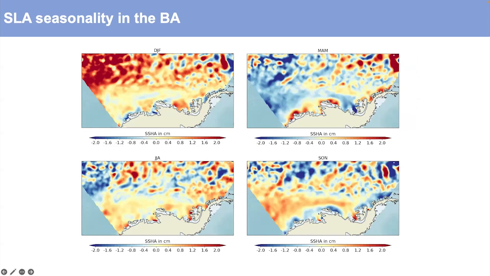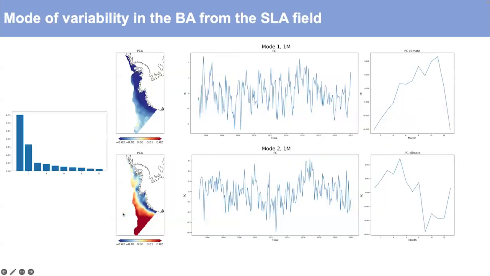So next to the coast, we have higher sea level anomalies during spring and lower during autumn, and during winter and summer, we have a transition between those two states with some patches of positive and negative anomalies. And this is the first two EOFs that I can find when I look at the SLA field in this region.